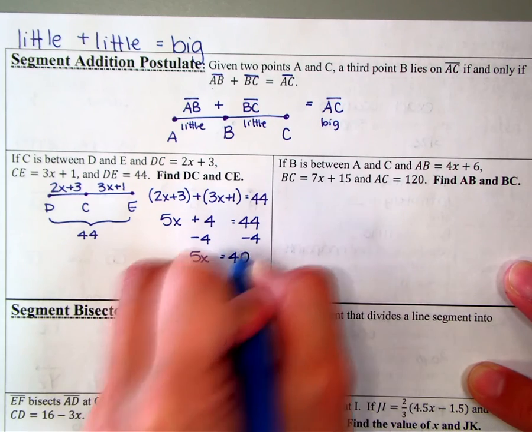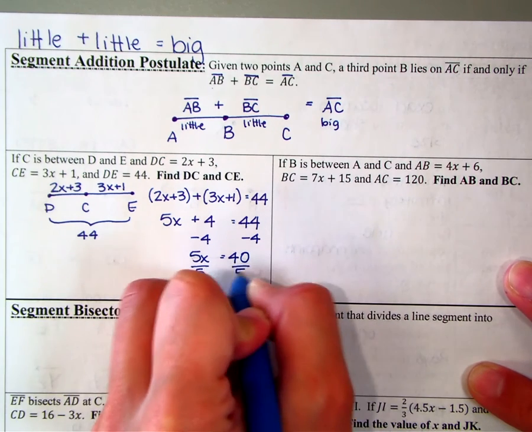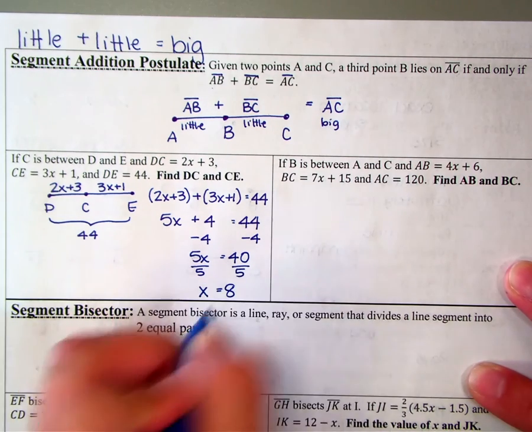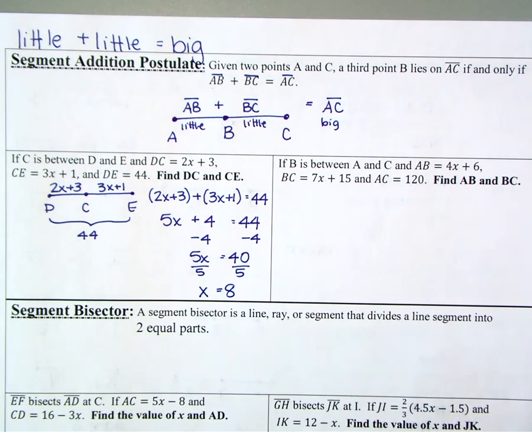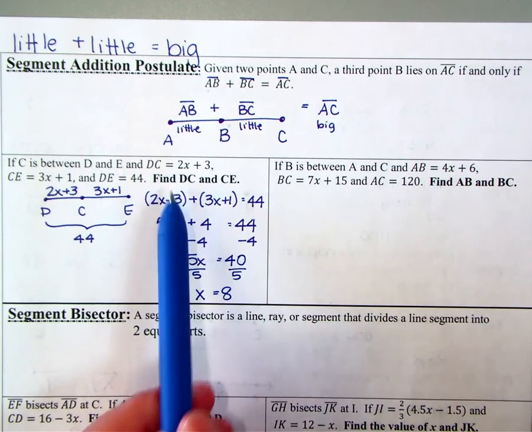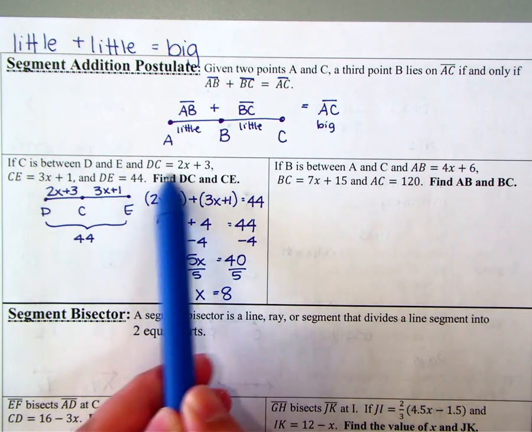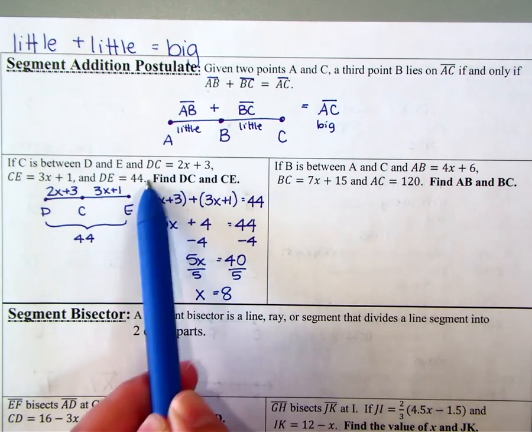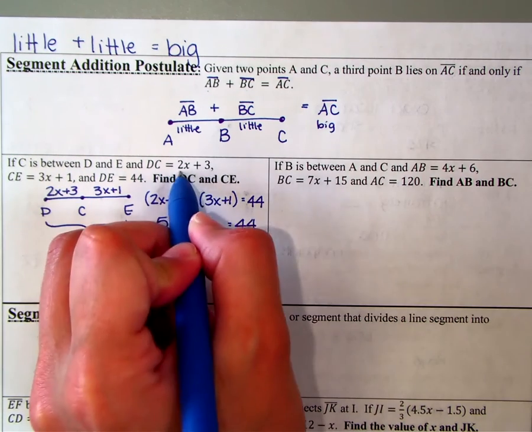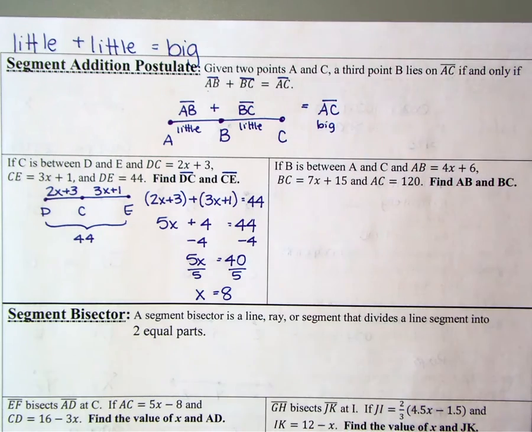Hopefully you're really comfortable with solving equations. I'm not going to run through all the steps there. In the end, we find that x is 8. If we look back at our original problem, it doesn't say what is x. It says find DC and find CE. So those are technically line segments, so we'll make sure that notation is right.